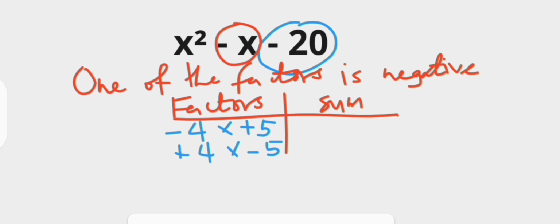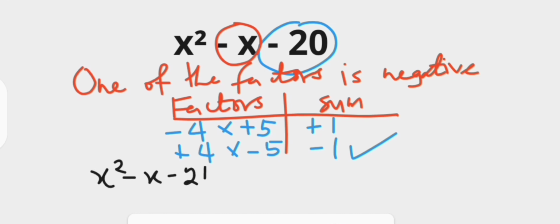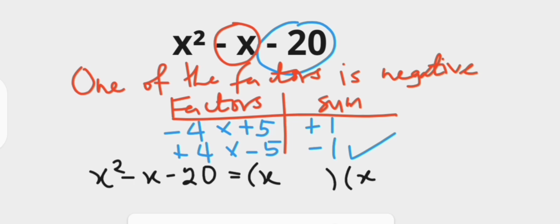The first one, negative 4 and positive 5, when added together, gives positive 1. That's not going to work for the expression at hand. And the second one, positive 4 and negative 5, gives negative 1. That is what we make use of to factor the expression. So for x squared minus x minus 20, in the first bracket we put x, in the second we put x, and we put plus 4 and minus 5 in the brackets respectively. That means x squared minus x minus 20 factors as x plus 4 times x minus 5.